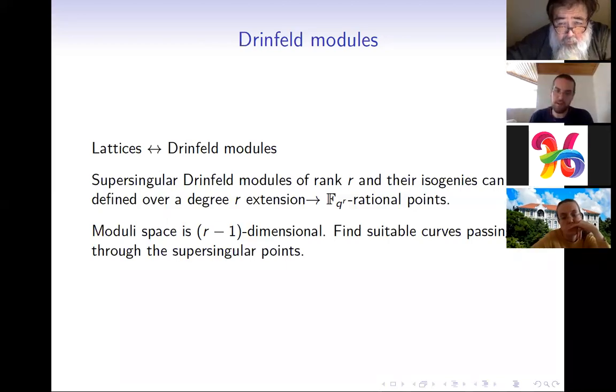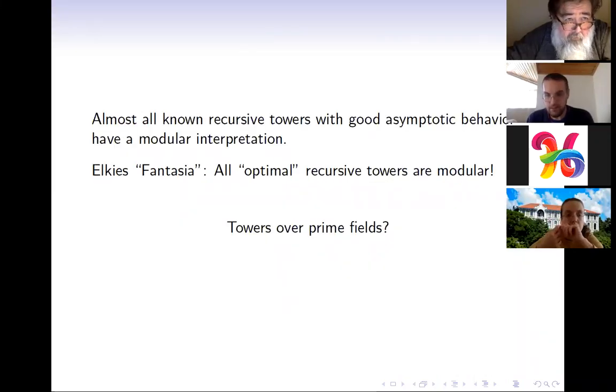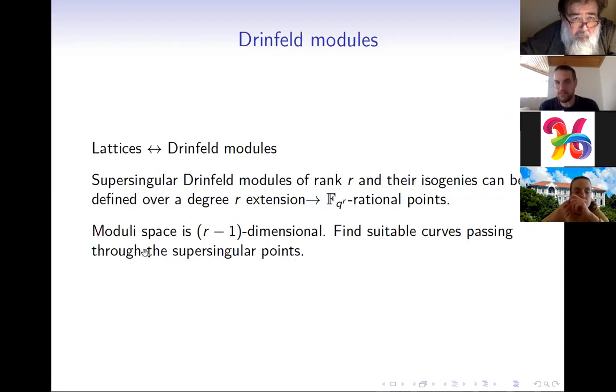Of course, now the moduli space, you're looking at higher rank lattices, so you have more degrees of freedom. The moduli space will be higher dimensional. In general, it's R minus 1 dimensional. So you have an R minus 1 dimensional algebraic variety, which a priori has many F_q^R rational points. And you can point at those F_q^R rational points by just pointing at supersingular Drinfeld modules, so to say. So you just have to find suitable curves that pass through these supersingular points.